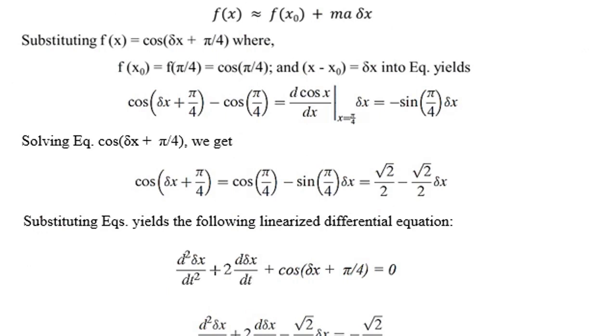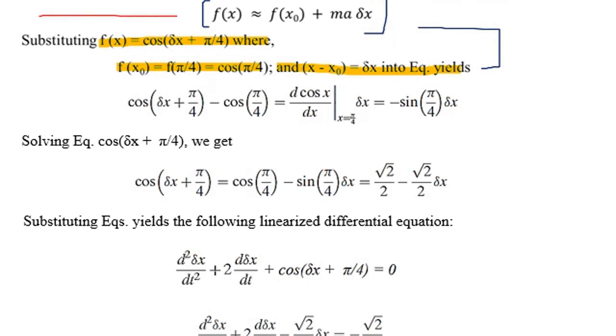Students, the nonlinear term in this ODE was cos of x, and the equilibrium point about which we have to linearize it is pi by 4. Now we will use the truncated Taylor series. And here f of x equals cos of del x plus pi by 4, where f of x naught will be equal to f of pi by 4 and x minus x naught equals del x. And now substitute these values in the first equation of the slide.